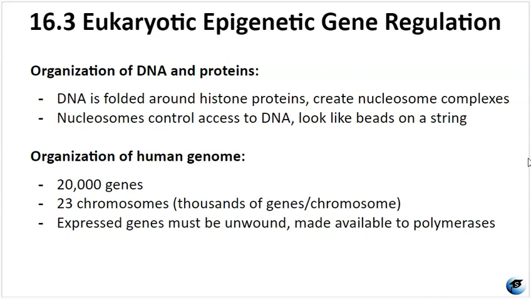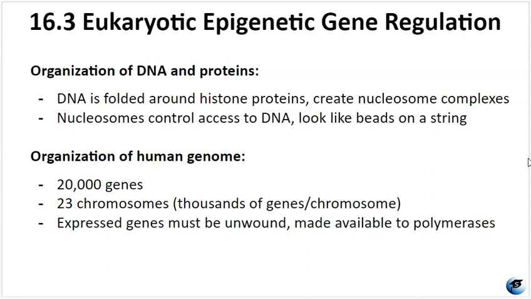Now, we just went over how eukaryotic DNA is linear. It's in chromosomes located in the nucleus. Well, it's not just a long linear strand. It's actually an intricately folded macromolecule that is wound around these proteins called histones, and it forms a nucleosome complex. And the nucleosomes act like little tiny control units that determine which part of the DNA is accessible and which is not. Visually, nucleosomes look like little beads on a string with DNA wound around the histones.